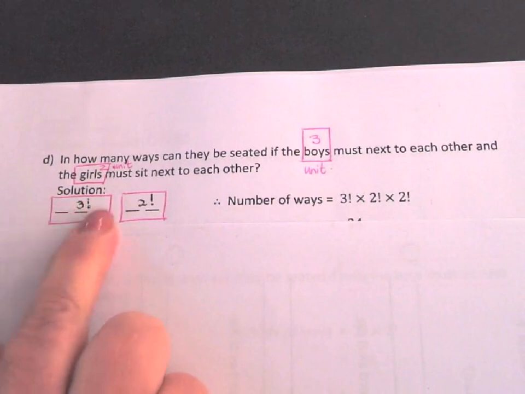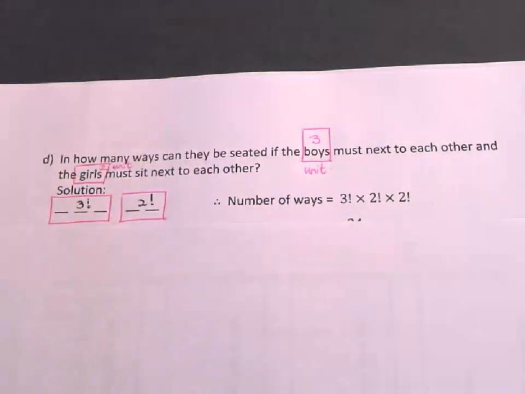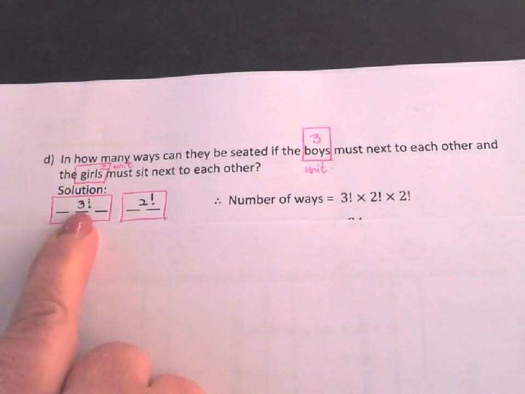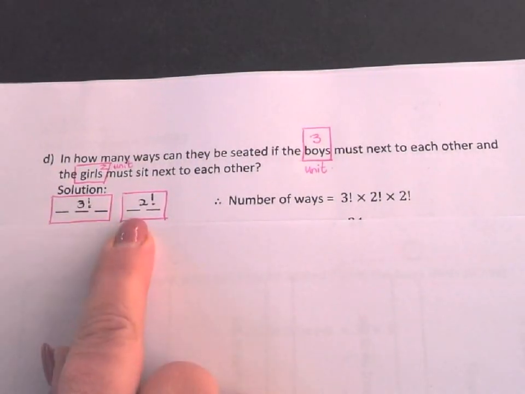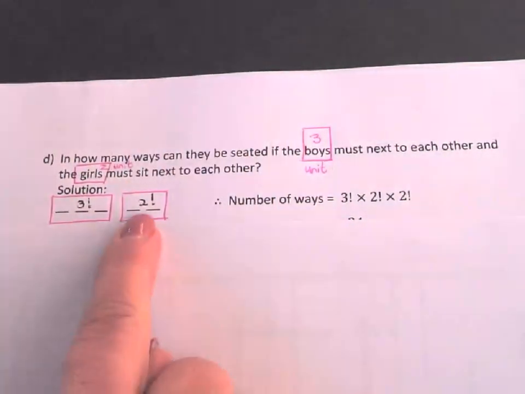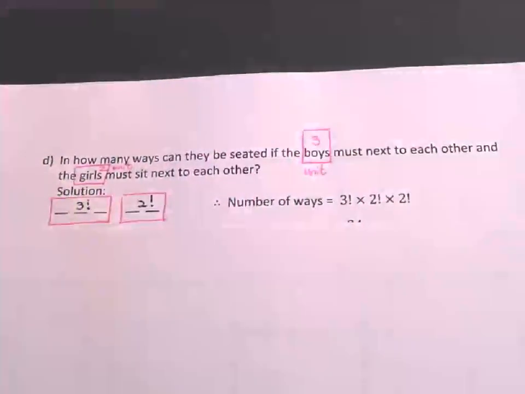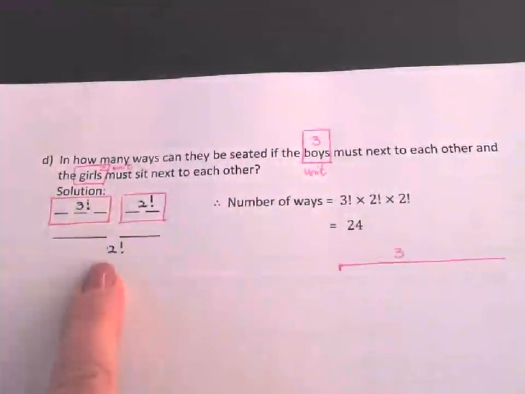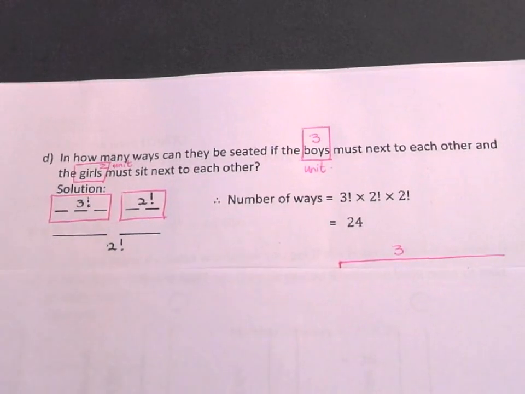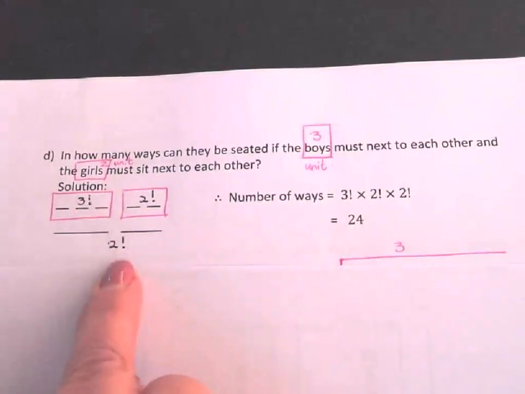The first unit of the 3 boys, they can be shuffled, but they have to be boys together. So we have 3 faculty. The next unit are the girls. They can sit like this or like that. So they have 2 faculty in the unit. But now these 2 units can also be shifted. So we have 2 faculty for the units. And then the total number of ways are all the faculties combined. 3 faculty times 2 faculty times 2 faculty.